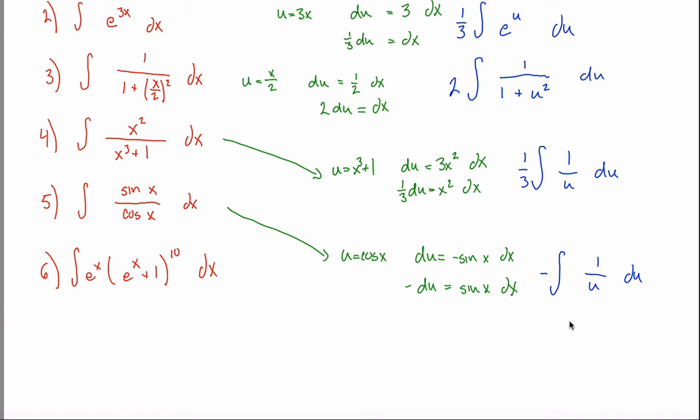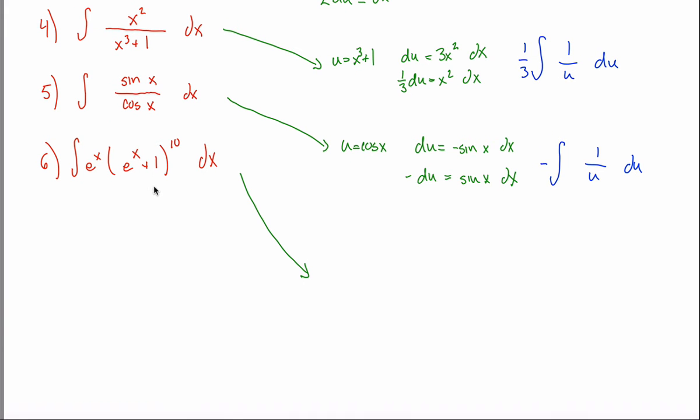Make sure all the pieces check out, right? The du was the sine of x and the dx. So there's a sine of x and a dx here. Think about the sine of x up top. Oh, there it is. And then the cosine of x is the u. It's down on the bottom. Corresponds with this u right here. Finally, the sixth one here.